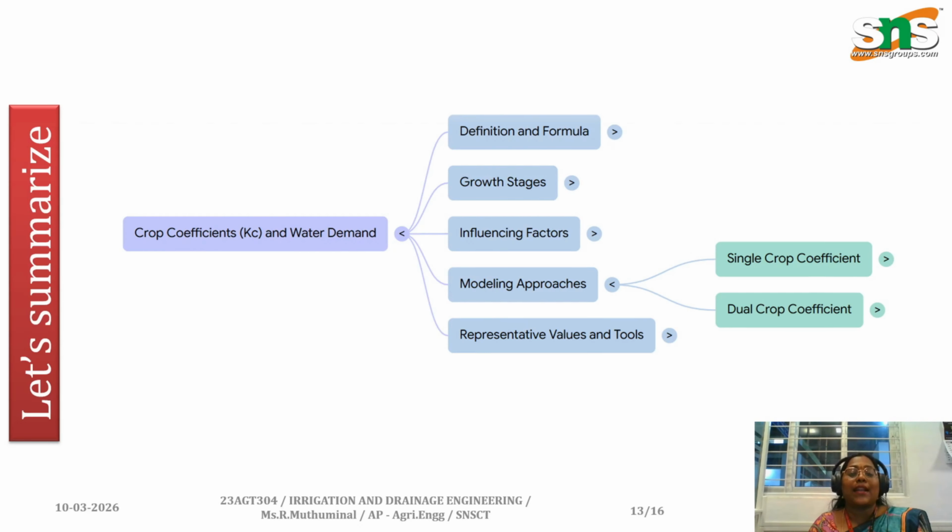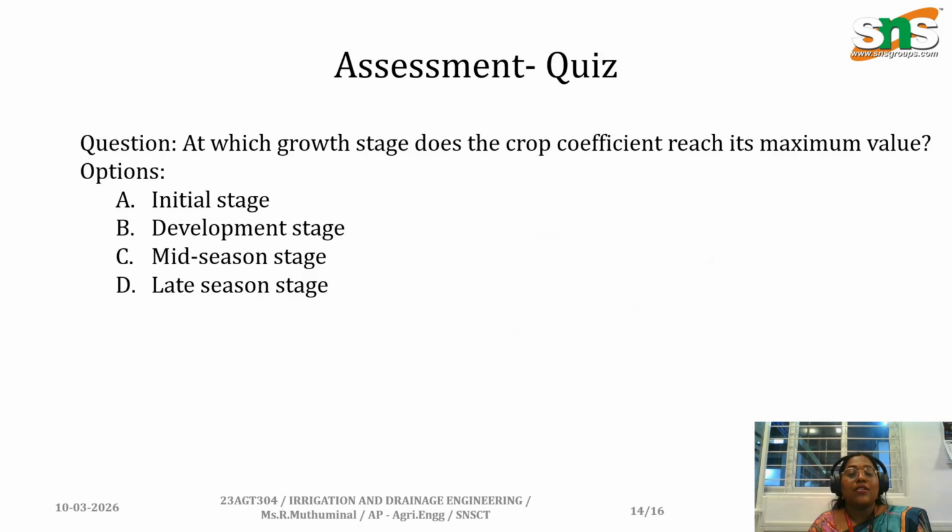To summarize, the crop coefficient is an essential parameter in irrigation engineering. It helps to convert climate-based evapotranspiration into crop-specific water requirements. By using crop coefficient values, farmers and irrigation engineers can optimize irrigation schedules, conserve water resources, and improve crop productivity.